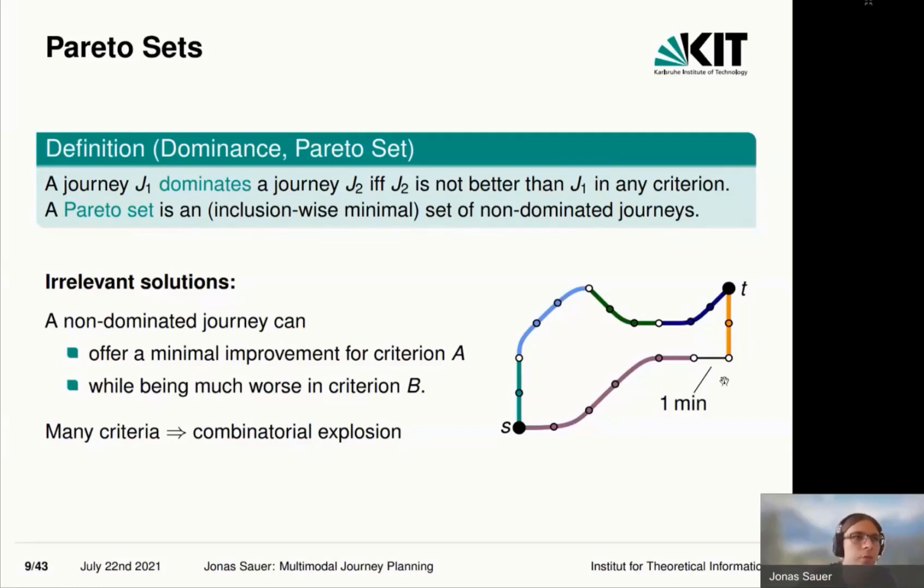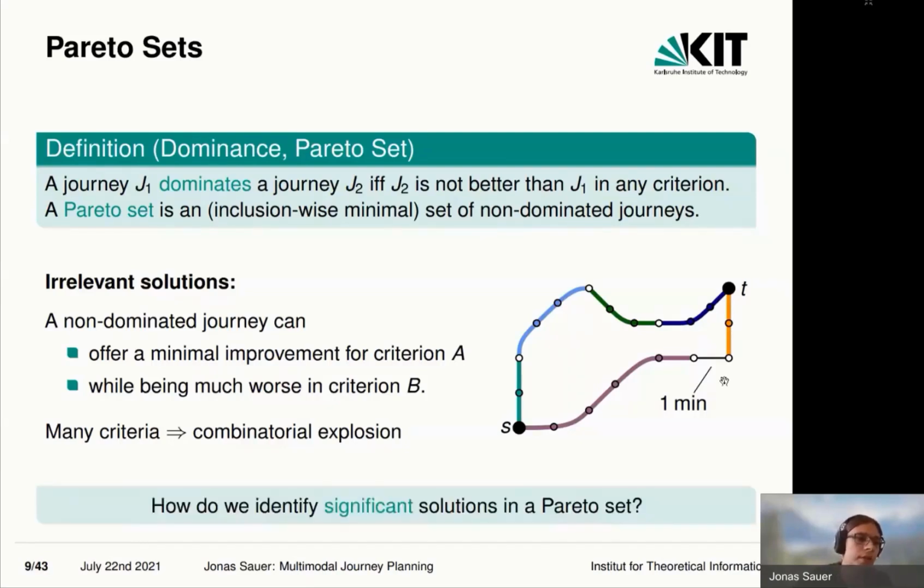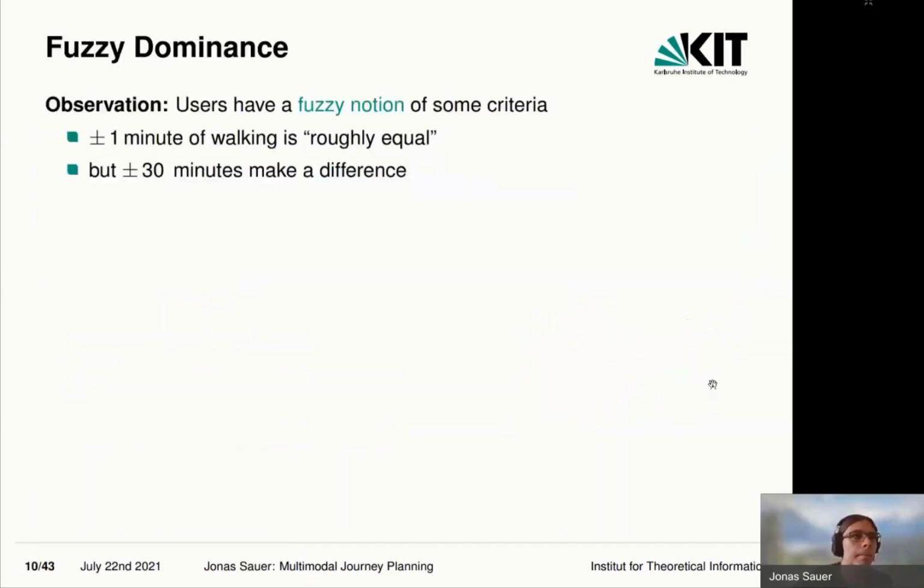So that's one of the main reasons why, as soon as we add more criteria, we observe a combinatorial explosion. We get an exponential number of solutions, most of which aren't actually very useful. So the question is, how do we identify significant solutions in the Pareto set? And I will show you one possible approach which relies on something called fuzzy dominance.